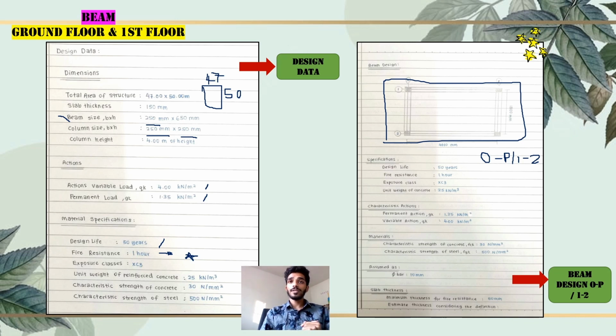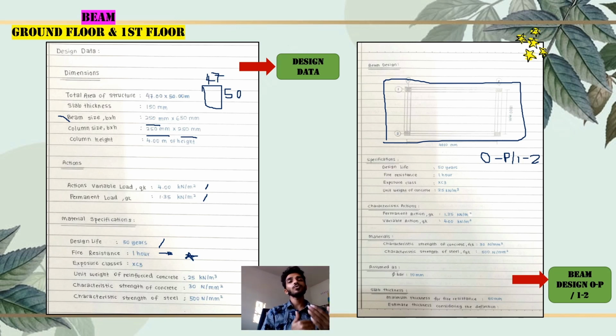So the specification is design life of 50 years. Fire resistance is 1 hour as stated in the design data. Exposure class is XC3, and the unit weight of concrete is 25 kN/m³. Then the characteristic actions, as I said previously: permanent action, which is also known as Gk, is 1.35 kN/m², and variable action Qk is 4.00 kN/m².